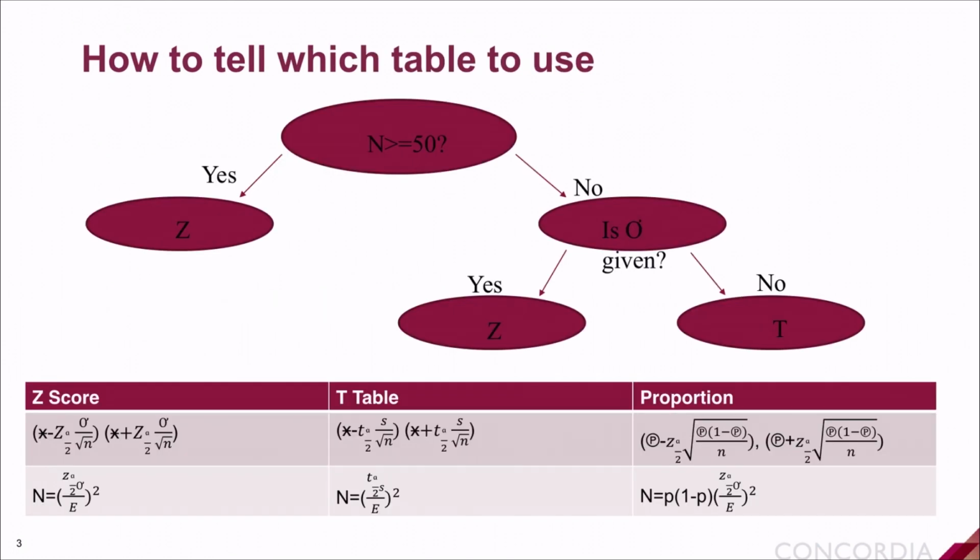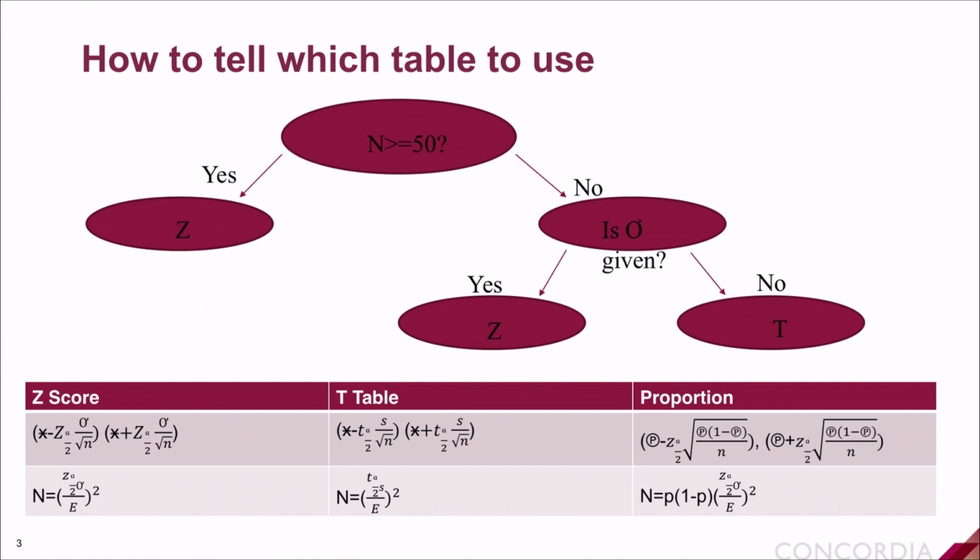Here we have a chart. The chart helps you identify which method to use, and we'll go over it together. The first question you have to ask yourself is, is our sample size n greater than or equal to 50? If the case is yes, use the z-score method. If the case is no, ask yourself a second question. Is the standard deviation of the population given? If the answer is yes, use z-scores anyways. If the answer is no, use a t-table method.